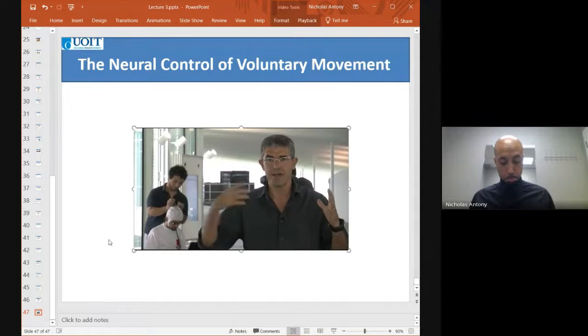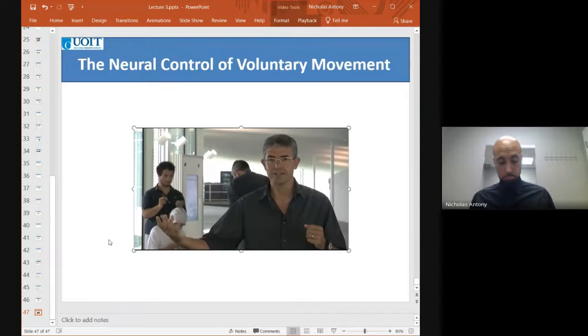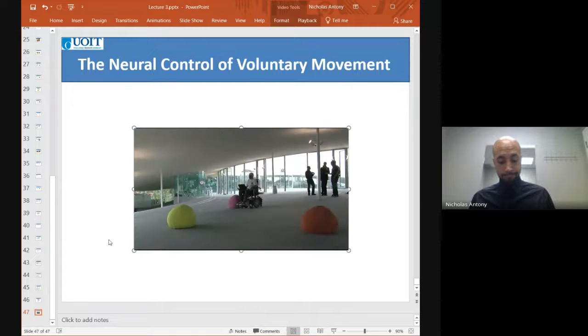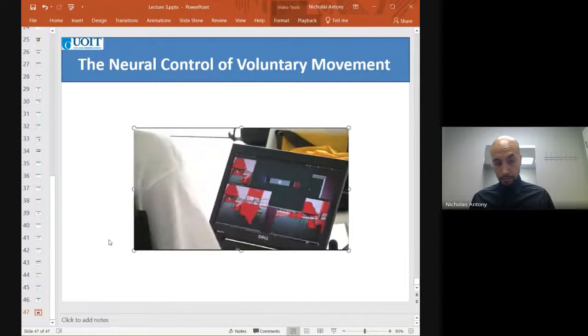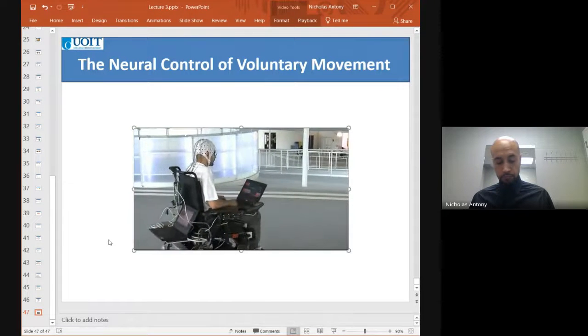For example, if I imagine moving my right hand, this will generate a specific pattern of activity in my brain. Now, if we develop the software that can do the real-time analysis of what is going on in my brain, I can detect that particular pattern and transform that pattern into some external action.